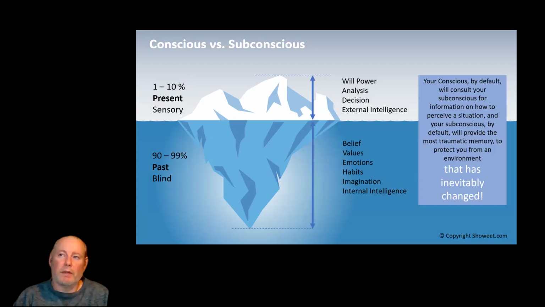And what we're describing here is the difference between the conscious, which is represented by 1 to 10% of your mind function up at the top, and your subconscious, 90 to 99% of your brain function or your mind function, which happens down here in your subconscious. Now, the two are fundamentally different. The conscious is in the present, it's in the now. The conscious knows nothing of the past or the future.